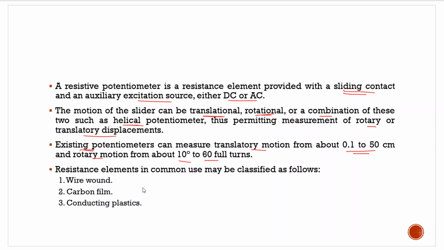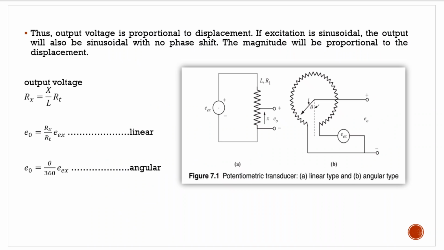Now, the resistance element that can be used in potentiometers can be either a wire wound, a carbon film, or a conducting plastic. So, ये आपके potentiometers हुए. One will be a linear type potentiometer. Another one here represents the angular type potentiometer.